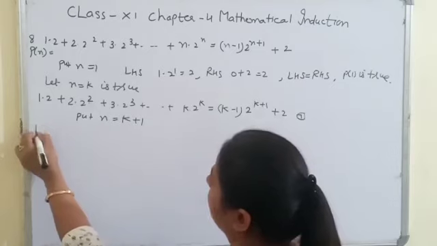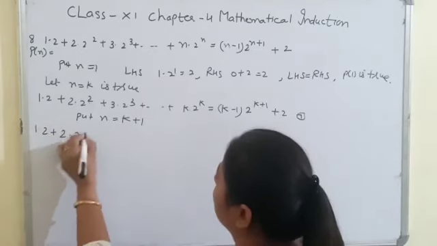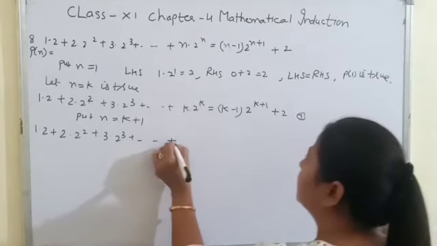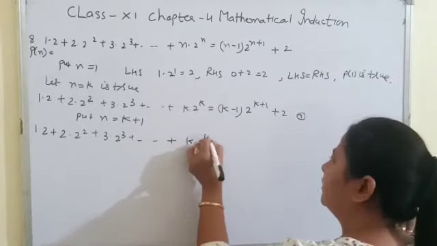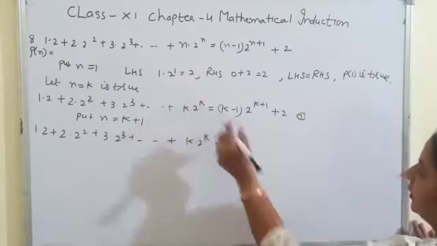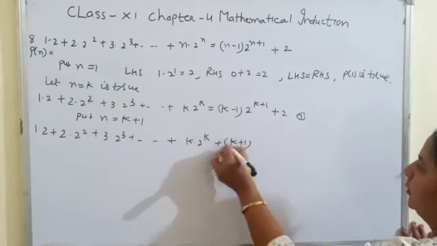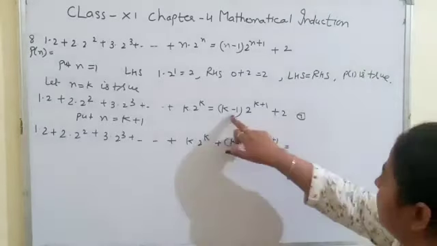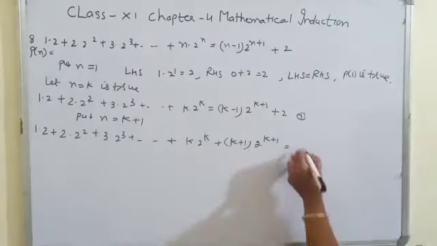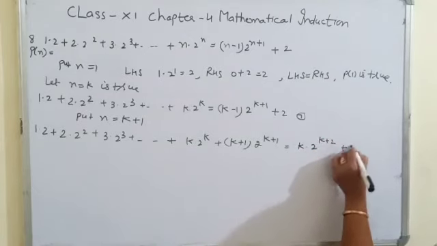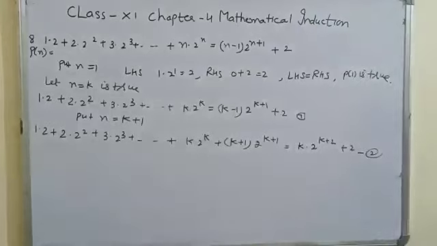So this is 1 into 2, 2 into 2 squared, plus 3 into 2 cubed, and so on up to k plus 1 term. Firstly we will write the second last step, then move to the last. So it will become k plus 1 into 2 power k plus 1, and on the right side k minus 1, so it will become k into 2 power k plus 2, plus 2. This is the second.